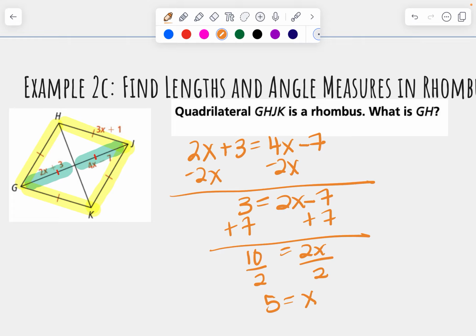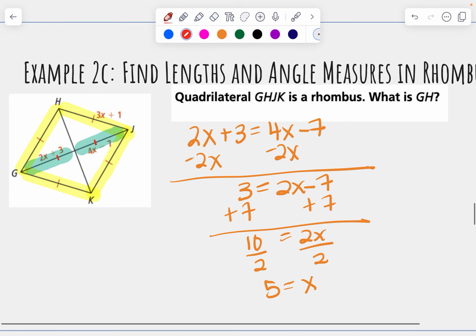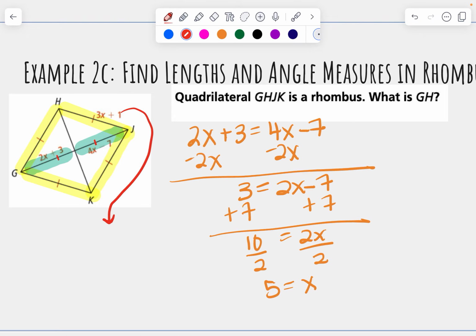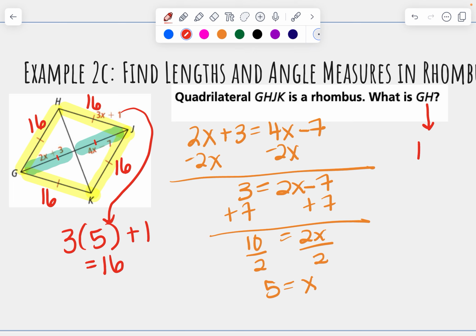find the side length. So now that I know that x is 5, I'm going to plug it in for my side length. 3 times 5 plus 1 gives me 16, which means all of these sides are 16. So GH is 16, and they don't give me any units, so I'm just going to say 16.